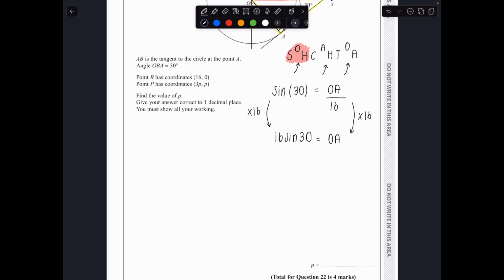So from here, because it's paper 3, we have a calculator we can use. So feel free to use your calculator and find out what sine of 30 is equal to. That is equal to 0.5. So 16 lots of sine of 30 is equal to 8. So OA is equal to 8. Now, even in a possible non-calculator paper, you know ways that you can find out or remember the value for sine of 30. So either way should be perfectly fine.